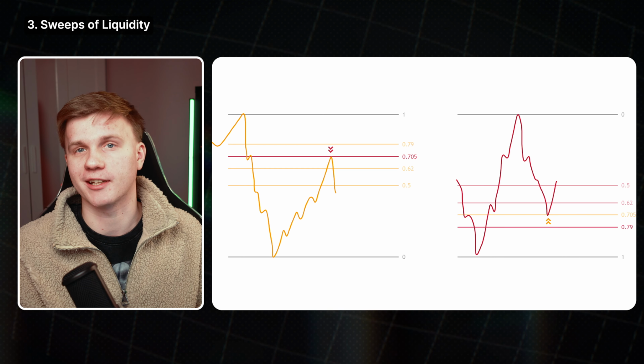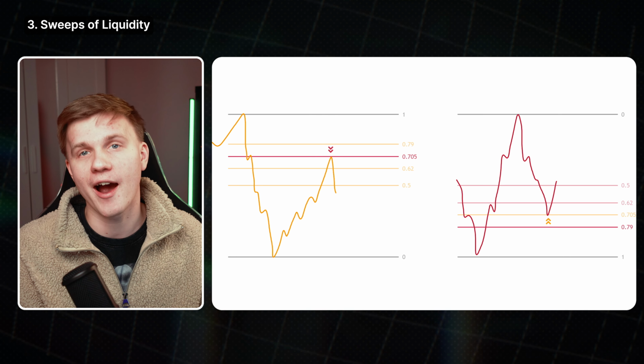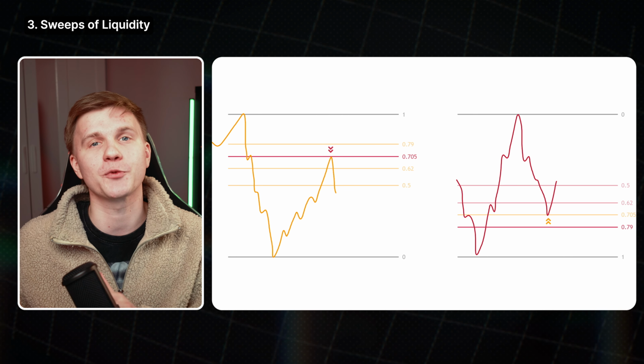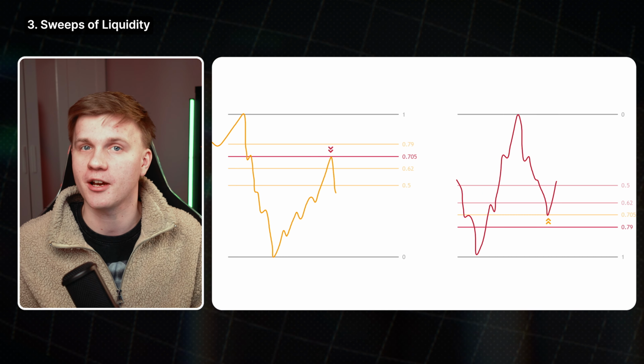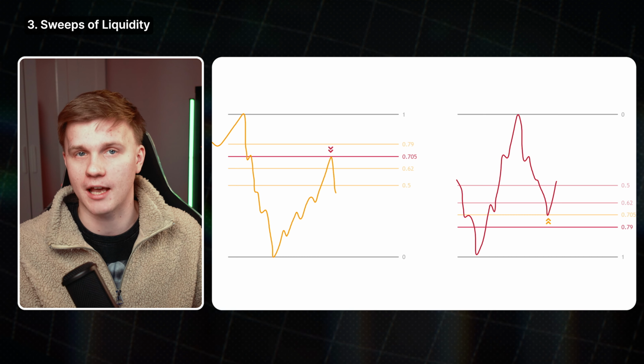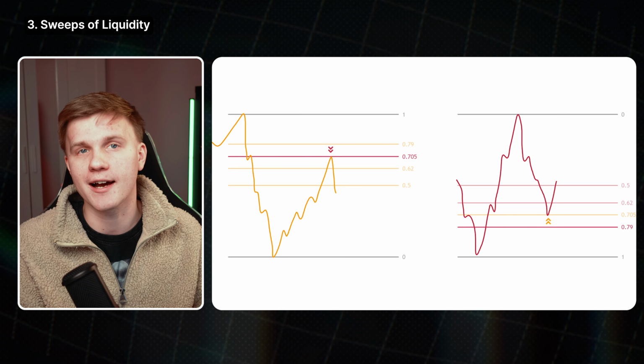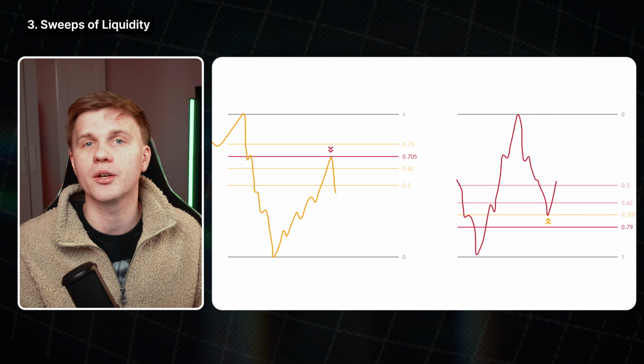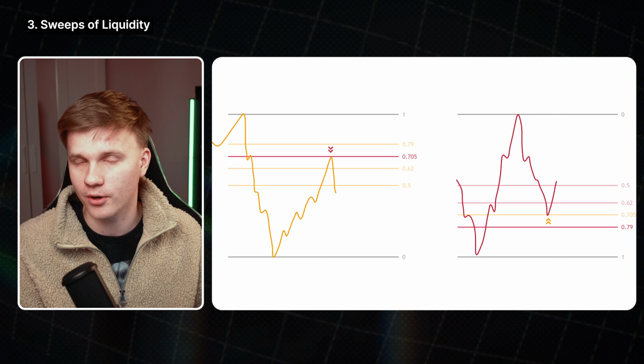When price reaches a cluster of stop losses above a high or below a low, this is called a liquidity sweep. For instance, when price briefly spikes above a key high to trigger stop losses and then reverses, it's called a high sweep. Similarly, when the price dips below a key low, triggering stops before reversing upward, it's a low sweep. You often hear me talk about sweeps. This is when liquidity is taken from above highs or below lows, typically leading to a market reversal.